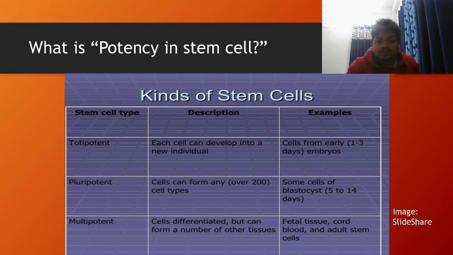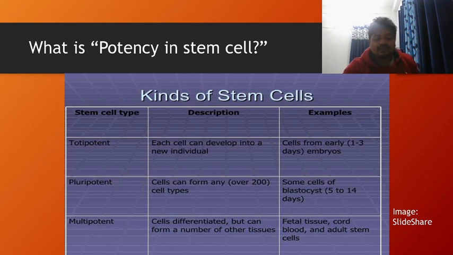So these cells, like the inner cell mass, ICM, that are produced within the blastula, the blastocyst, have the potency to produce these 3 germ layers: ectoderm, endoderm, and mesoderm. So they can be called pluripotent stem cells, like the cells that are produced in the 5 to 14 days of the developmental pathway.